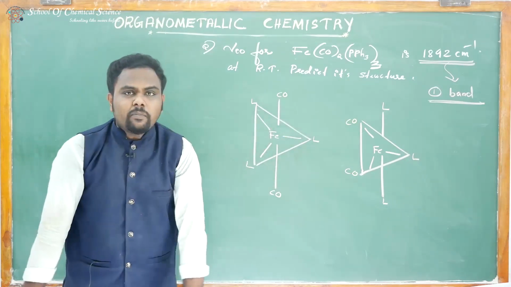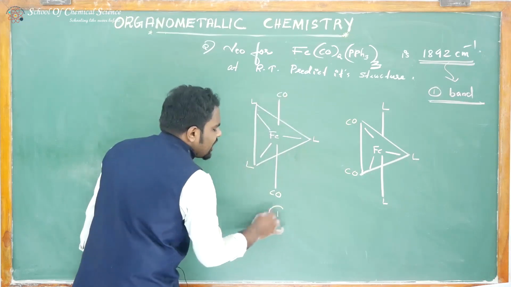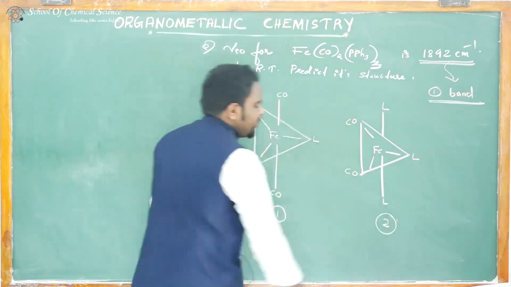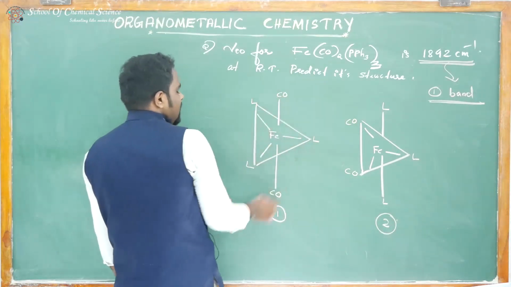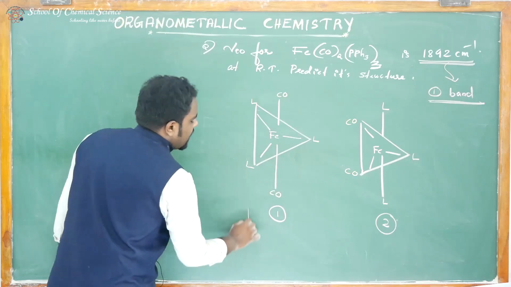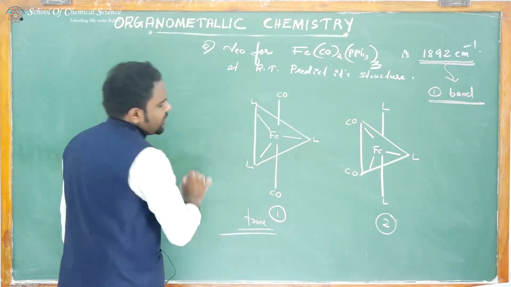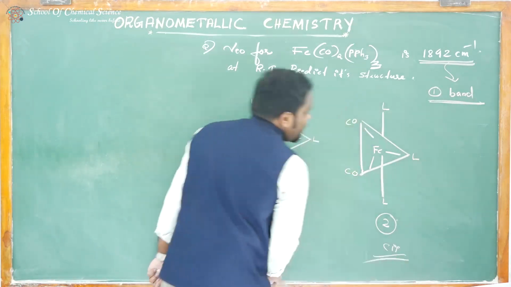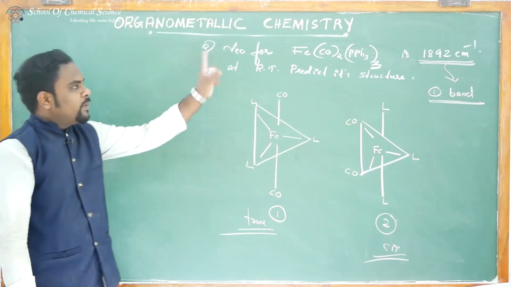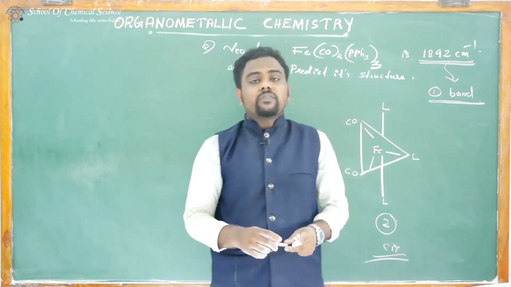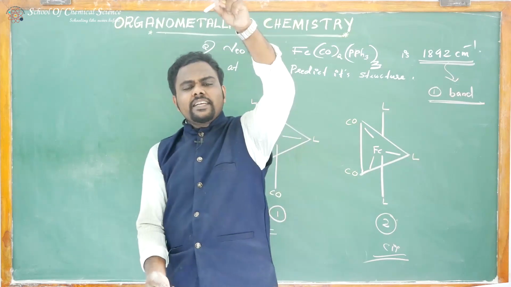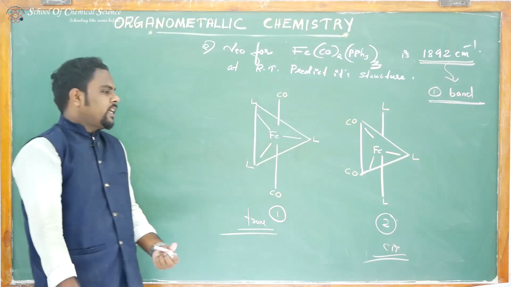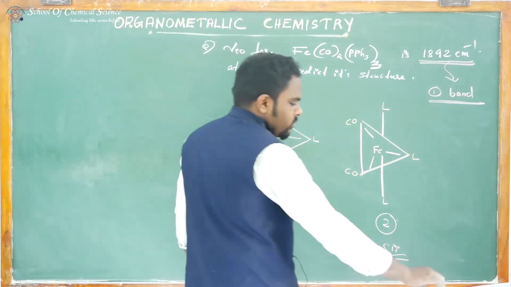For cis or trans, which gives one band? For trans linear arrangement, one band. For cis bend arrangement, 2 bands. So which one is the right answer? Definitely this will be a trans complex. One band means trans complex, 2 bands means cis complex. So this type of question you can expect: a complex of this type having only one band means definitely a trans linear arrangement. Then write the next question.